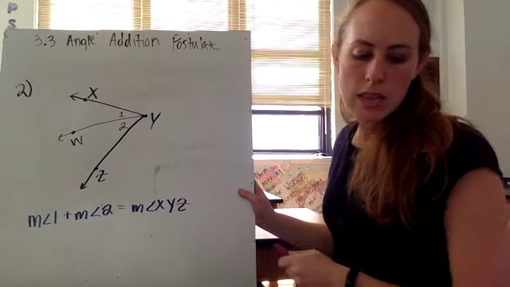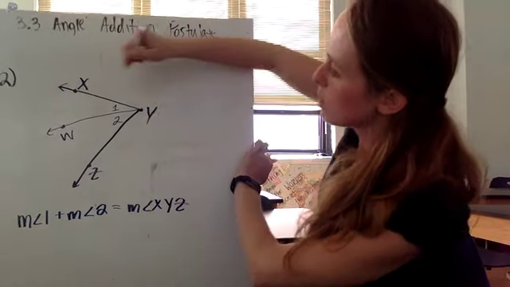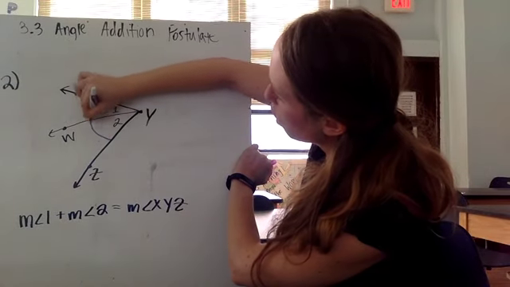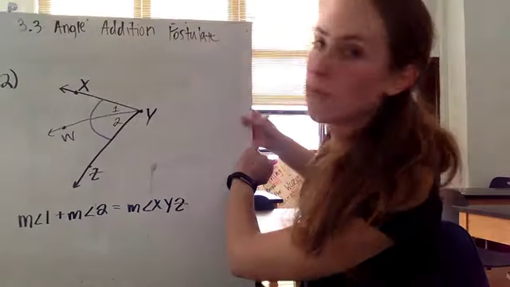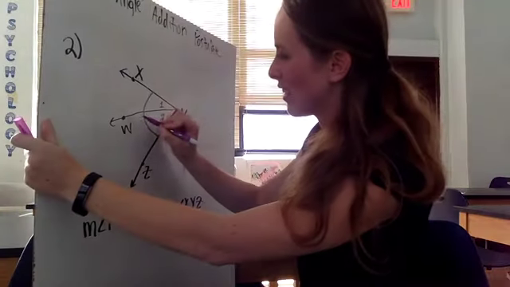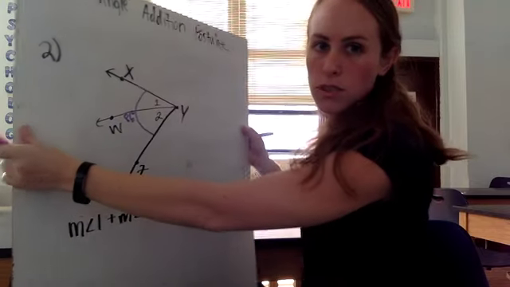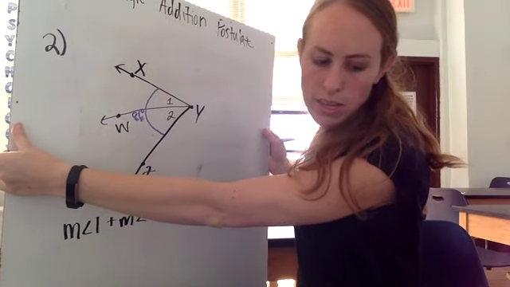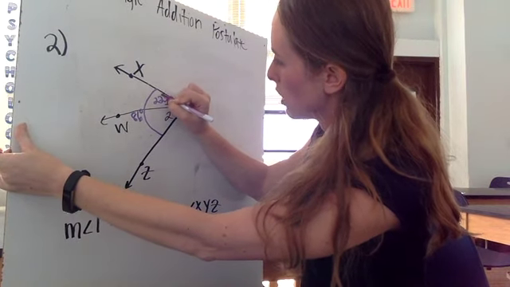We need to mark that the angle XYZ. Now XYZ represents this whole angle. And they tell me that the whole angle is 86 degrees. So I've added the 86 degrees. They also tell me the measure of angle 1, the little one on the top, is 22 degrees.